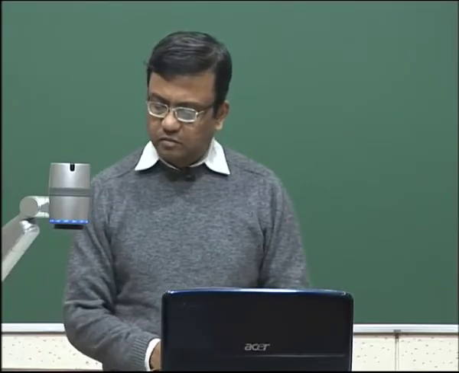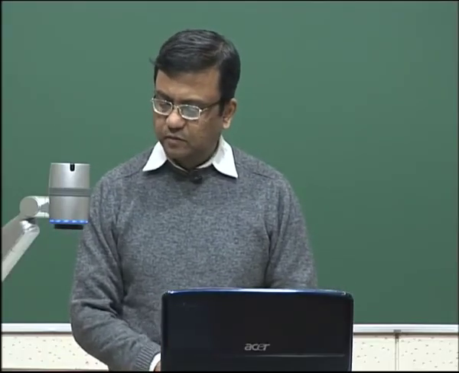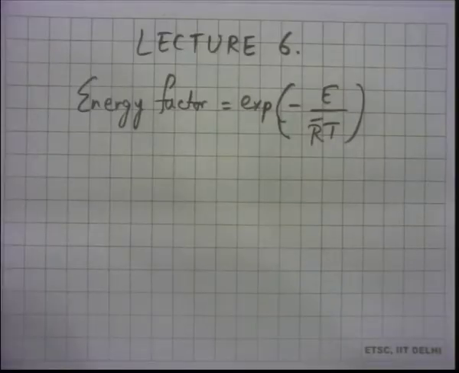Welcome to lecture 6. We were talking about this energy factor, which is exponential of minus E over R bar T. Remember, R bar is the universal gas constant, T is the temperature, and E is the activation energy. We were talking about some reaction. It can be A plus B giving you C plus D. It can be something like H plus O2 giving you OH plus O. We are talking about typically reactions that happen, so elementary reactions.